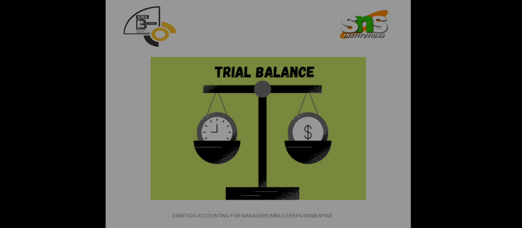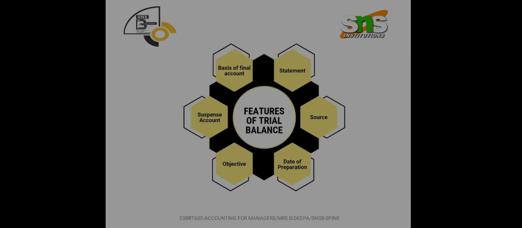Hello dear students. Now let us understand about trial balance. In the accounting cycle, the first process is journal entry, next to that is the ledger, and the next process is trial balance. Initially we record all the transactions in the journal book, then they are posted to the ledger, and the next step is trial balance.